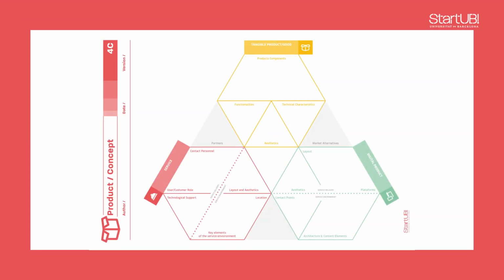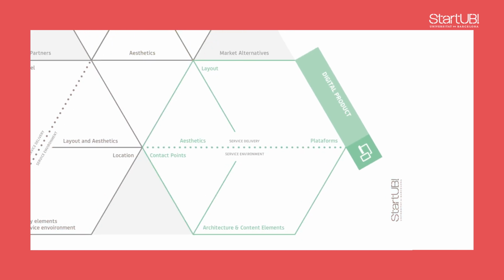Finally, we'll explore the digital version of the toolkit. For the digital product, we need to consider two aspects. The interface, which includes the aesthetics, that is the visual appearance of the digital product, the layout, that is its visual structure, the platforms, where the product is displayed. And the second element we need to consider is the experience, the contact points, that is where a user interacts with our product, and the architecture and content elements, that is the information architecture of the product and its content.